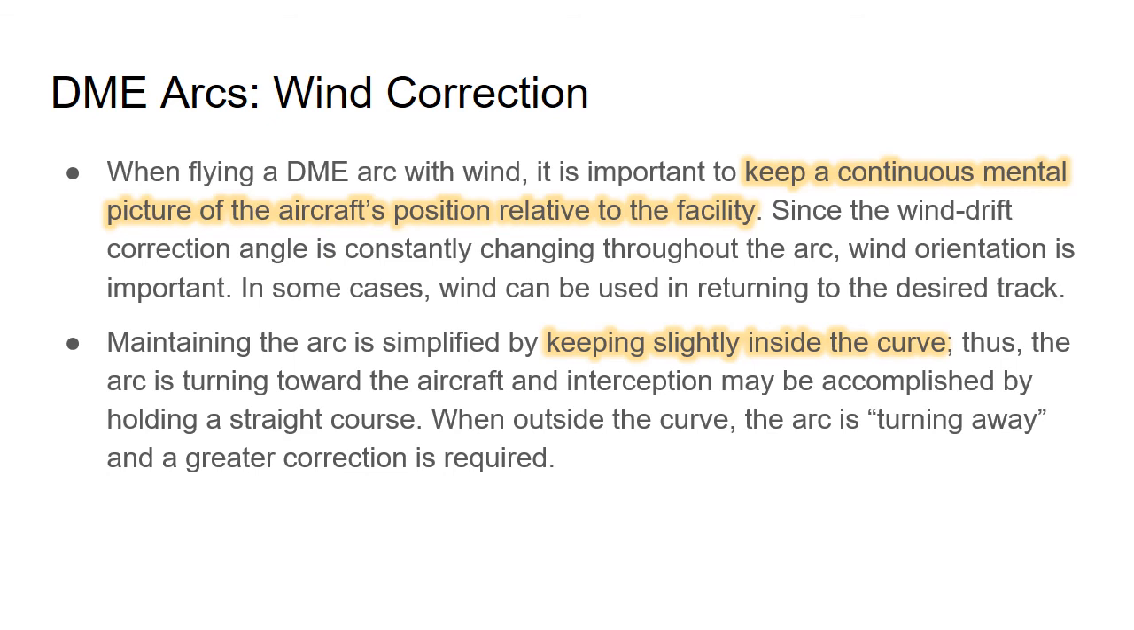Maintaining the arc is simplified by keeping slightly inside the curve. That way, the arc is turning towards the aircraft, and if you need to re-intercept, that can be accomplished by simply holding a straight course. When outside the curve, the arc is turning away and a greater correction is required.